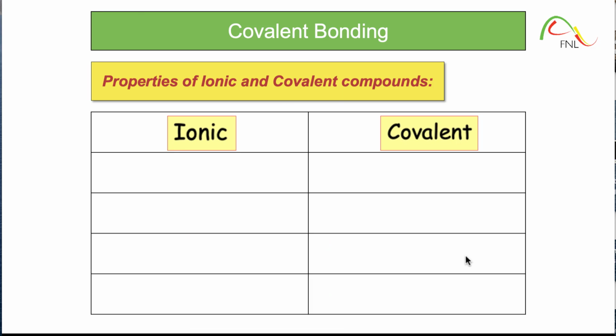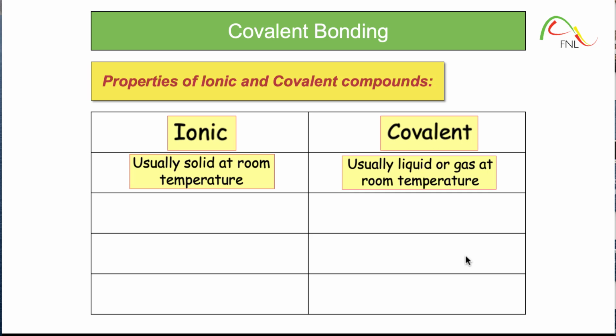Now, let's compare the properties of ionic and covalent compounds. In the left-hand column of the table, we've got ionic, right-hand column, we've got covalent. So ionic are usually solid at room temperature, whereas covalent are usually liquid or gas at room temperature. Why is that? Well, between the ionic compounds, there are strong attractive forces, so it retains this solid structure. Now, in covalency, within the molecule, between oxygen and hydrogen, between carbon and hydrogen, there are strong intramolecular forces, but between molecules, we call them intermolecular forces. The forces are pretty weak, therefore they're usually liquid or gas at room temperature.